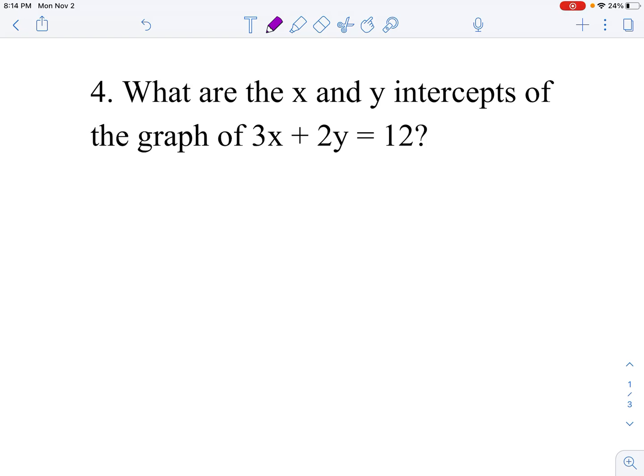Why don't you try this one on your own? Go ahead and pause this video now. Try it on your own, see if you can get it. Okay, coming back from the pause now.